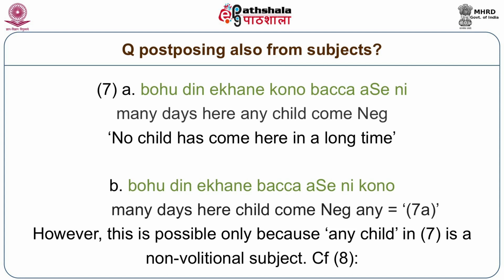7a begins with a subject of the verb to come. No child has come here in a long time. In Bangla, Bohudin ekhane kono bachcha asheni. 7b is the variant where the word any has moved to the right. Bohudin, for a long time, ekhane, here, bachcha asheni kono. Child hasn't come any, meaning no child has come.